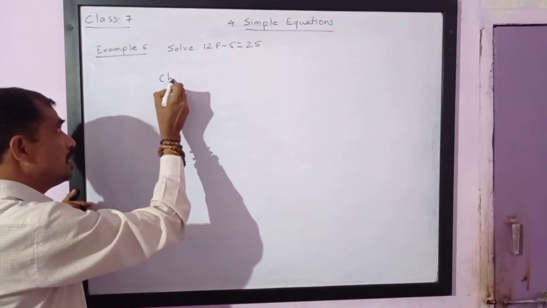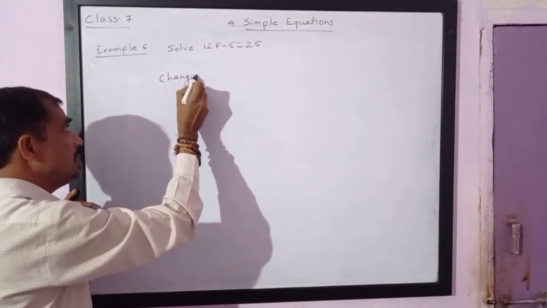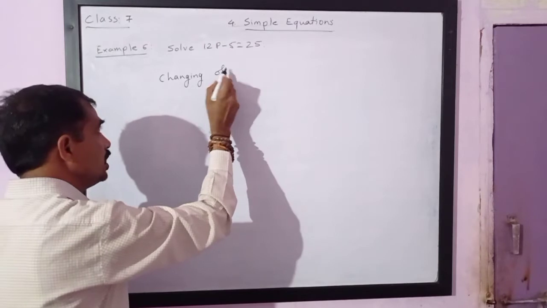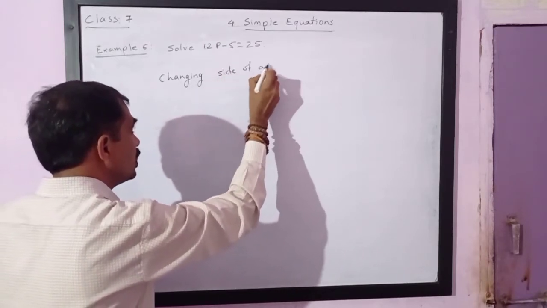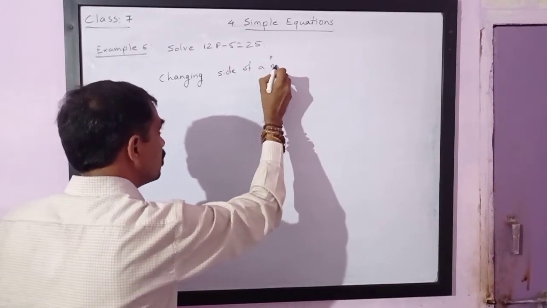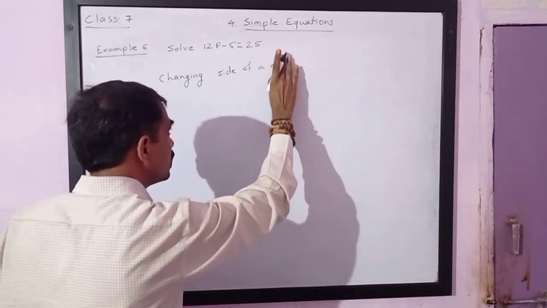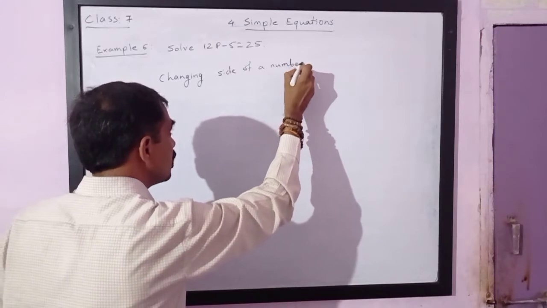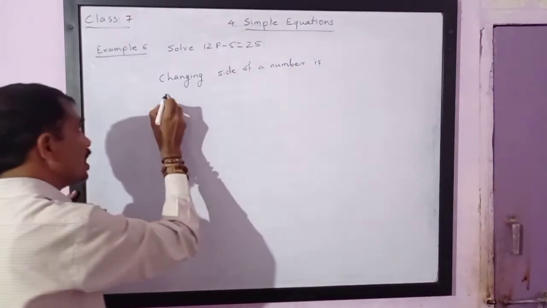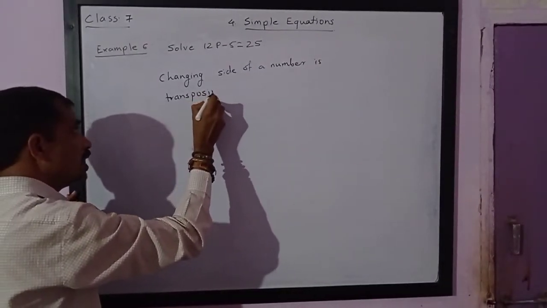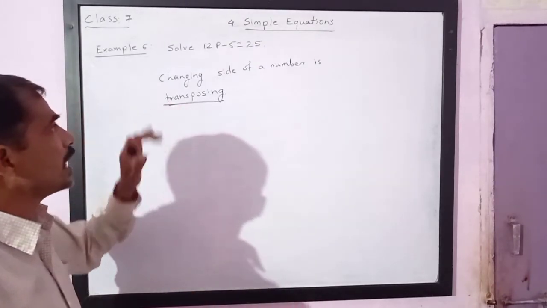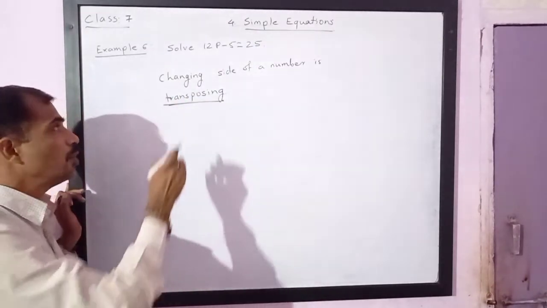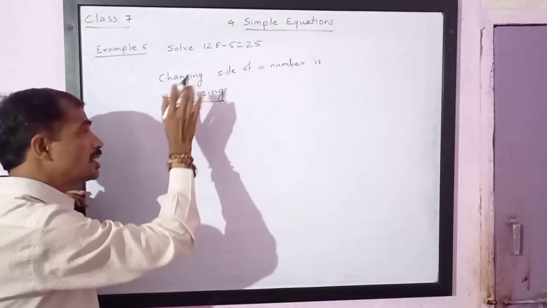So, changing the side of a number is transposing. We call it transposing. When we change the side of a number, we call it transposing. And while transposing or while changing the side, we change the sign. We change the sign as well.